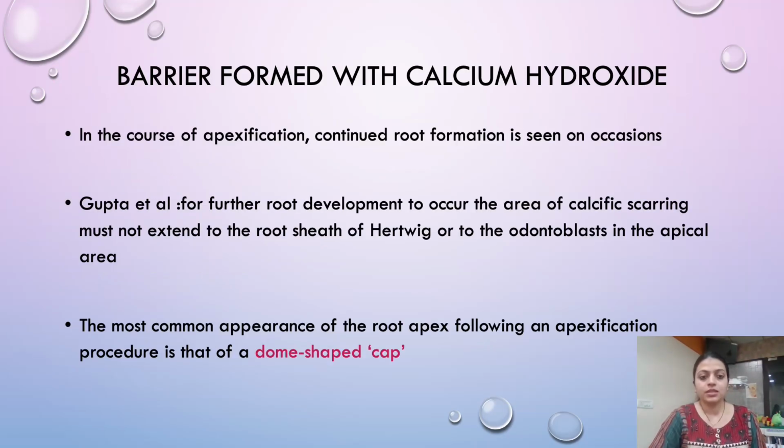With the barrier which is formed with calcium hydroxide in the course of apexification, continued root formation is seen but rarely. For further root development to occur, the area of calcific scarring must not extend to the root sheath of Hertwig or to the odontoblasts in the apical area. The most common appearance of the root apex formed in an apexification procedure is that of a dome shaped cap.